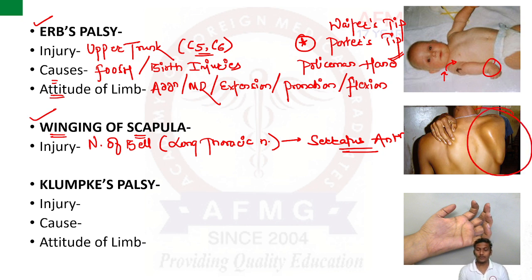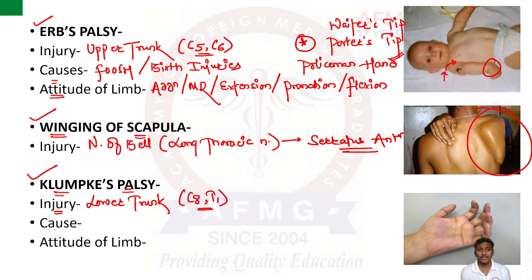Please remember this. Next, talking about Klumpke's palsy, it closely can resemble Erb's palsy, though the features are completely different. The injury in Klumpke's palsy is to the lower trunk, the root value of which is usually C8 and T1. So any injury to the ventral roots of C8 and T1 or the lower trunk of the brachial plexus can lead to Klumpke's palsy.